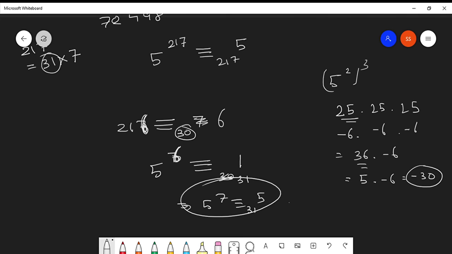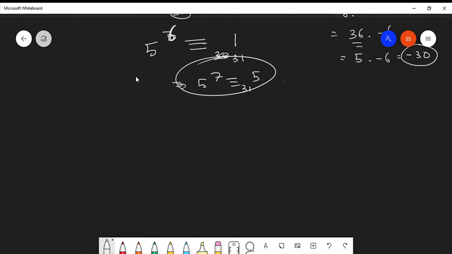Okay. In a similar way, you can also check it for 7. So similarly, you have many more examples. For example, 91 is the smallest pseudo prime to base 3. Okay. So these are a few examples.